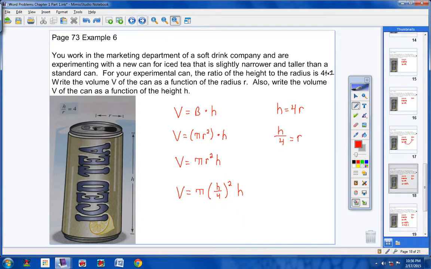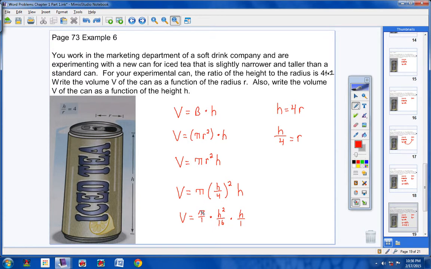Now, notice next, I'm going to do some simplifying. I mean, really, to be honest, students, I'm finished. Right now, I have volume in terms of h, or volume as a function of h. There's no other variables over here except h, so really I'm done. But any teacher's going to make you simplify, so I'm going to simplify. So I take the h over 4 and I square it. Square h, you get h squared. Square the 4 and you get 16.